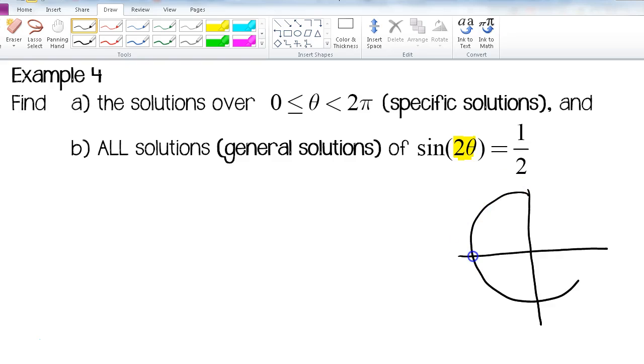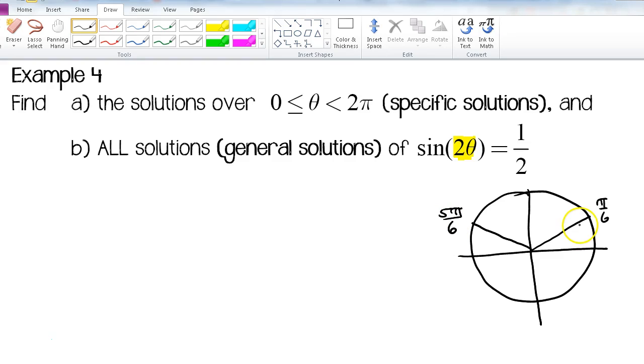So here's our circle. We're trying to determine for part A, on the interval from 0 to 2 pi, where will this angle be a half? And we know that at pi over 6, the sine is going to be a half. And we also know in the second quadrant the sine is positive. So the pi over 6 in the second quadrant is also going to be a half. So that's 5 pi over 6.